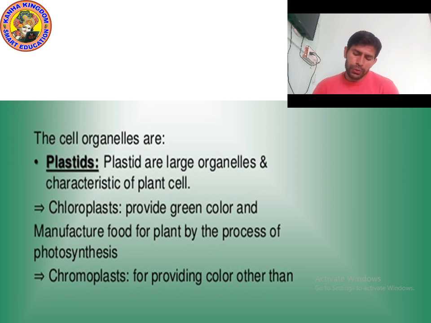You already know photosynthesis. Photo means light, synthesis means prepare. You know that plants take water from the root and carbon dioxide through the leaves, and in the presence of chlorophyll, with the help of sunlight, they make food, which is stored in the form of starch.